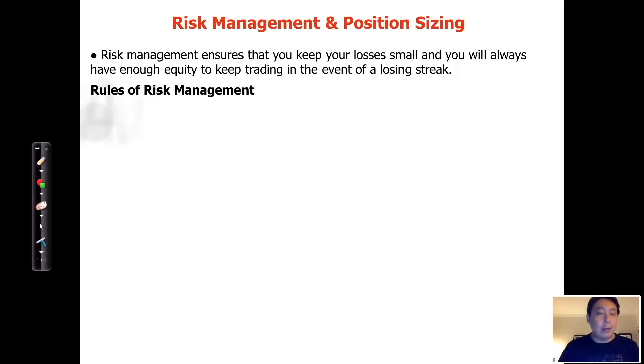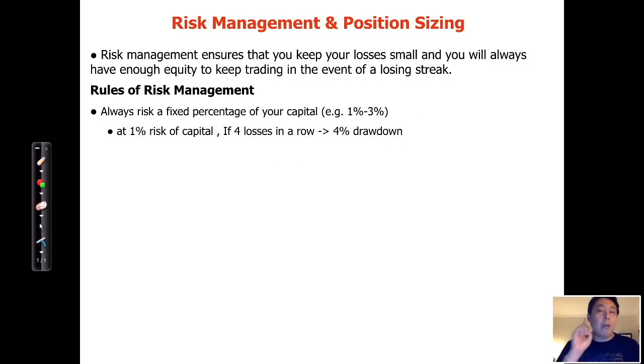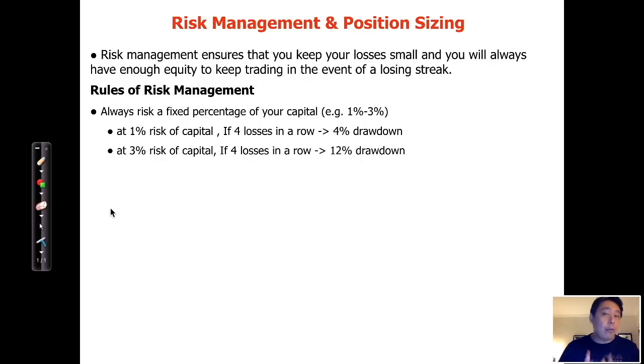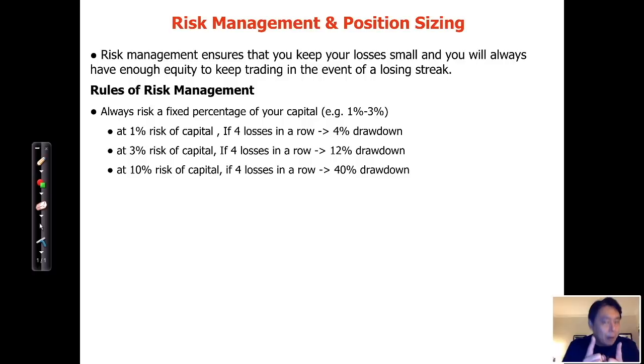So here are the rules again. Rule number 1, always risk a fixed percentage of your net liquidation or capital. Again, cap it between 1% to a maximum of 3%. Remember, when you risk 1%, if you get 4 losses in a row, that's a 4% drawdown on your capital. At a 3% risk per trade, with 4 losses in a row, you're getting a 12% drawdown on capital. But if you risk 10%, which you should never do, right? Remember, 4 losses in a row and you're down 40% of your capital.